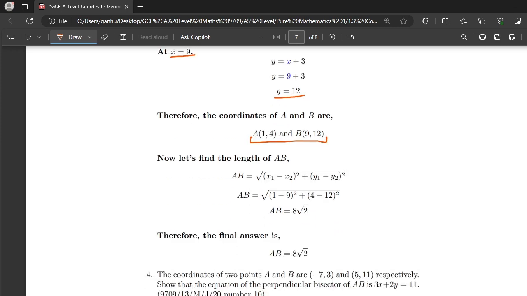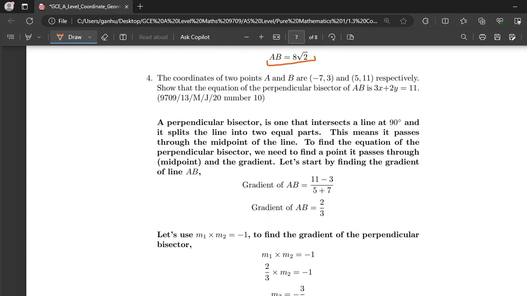Since we have their coordinates, now we can use the formula for the length of AB. AB is equal to the square root of (x1 minus x2) squared plus (y1 minus y2) squared. We simply substitute in our coordinates and we get AB is equal to 8 root 2, which is our final answer. Now let's move on to question number 4.